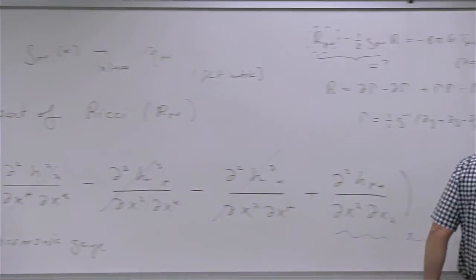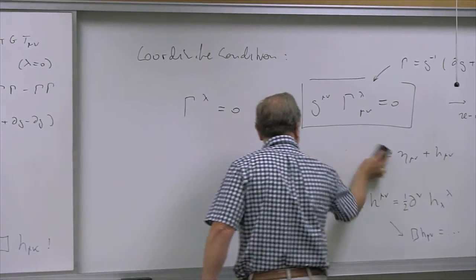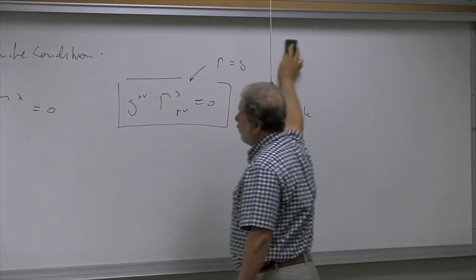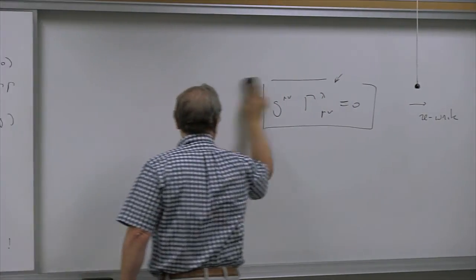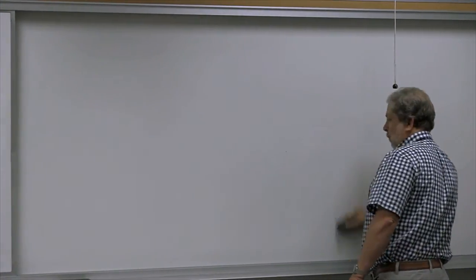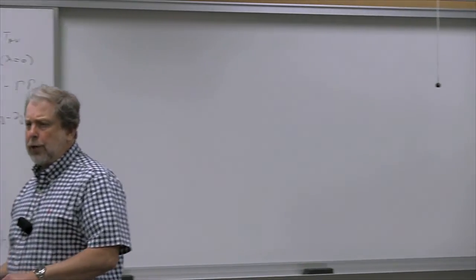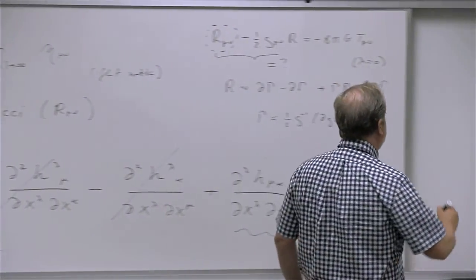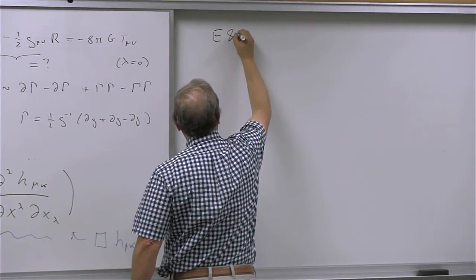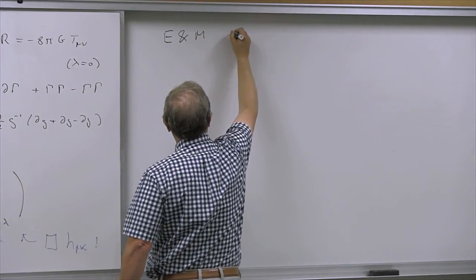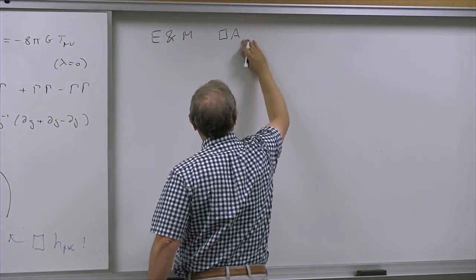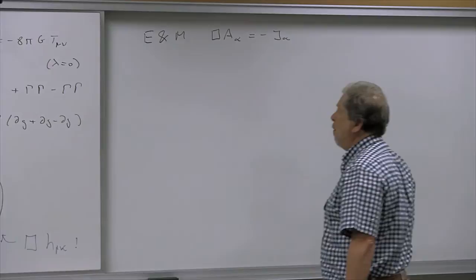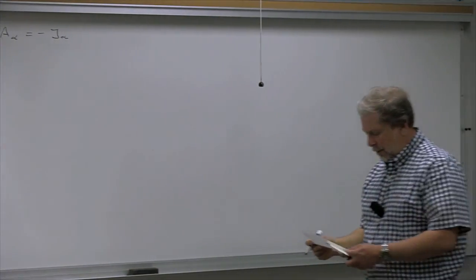So what can we do? Well, we can do the following. We can try to force the field equations in a way that looks like the equations of electromagnetism. Remember, in electromagnetism, you just have box A alpha equals minus J alpha. You can write it in this form. And so that's what we would like to do here.